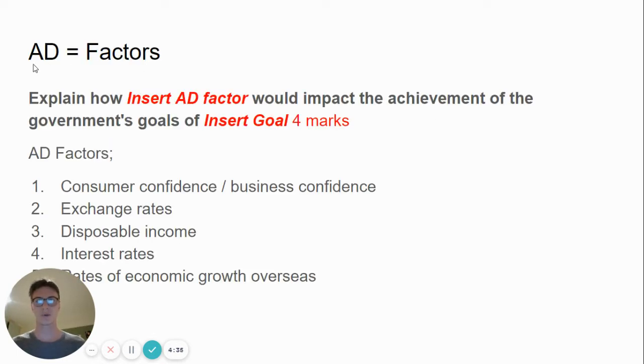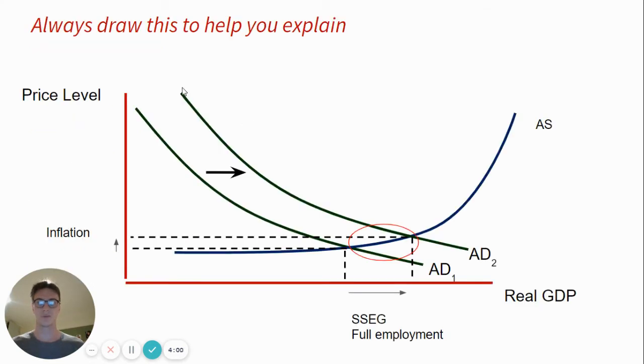We might get a question like this. We're going to do AD in this video. So explain how an insert AD factor, so any aggregate demand factor, would impact the achievement of any goal. So insert goal here. This could also be done with AS, and we're going to do that in the next video. But for now, insert any of these AD factors: consumer confidence, exchange rates, disposable incomes, interest rates, rates of economic growth, and explain how a change in these factors, so an increase or decrease, appreciation, depreciation, would impact one of our goals. Okay, and we could do this fairly simply when we learn a few tricks.